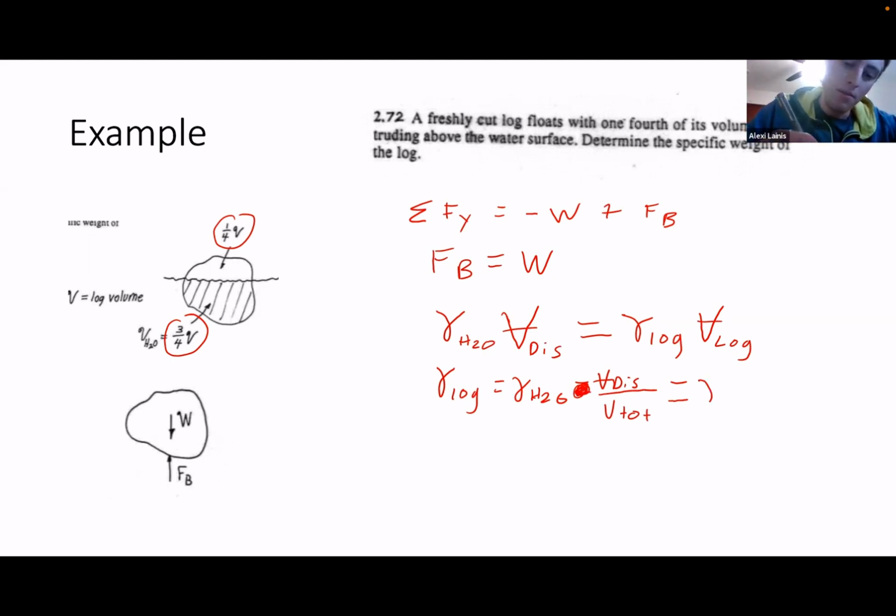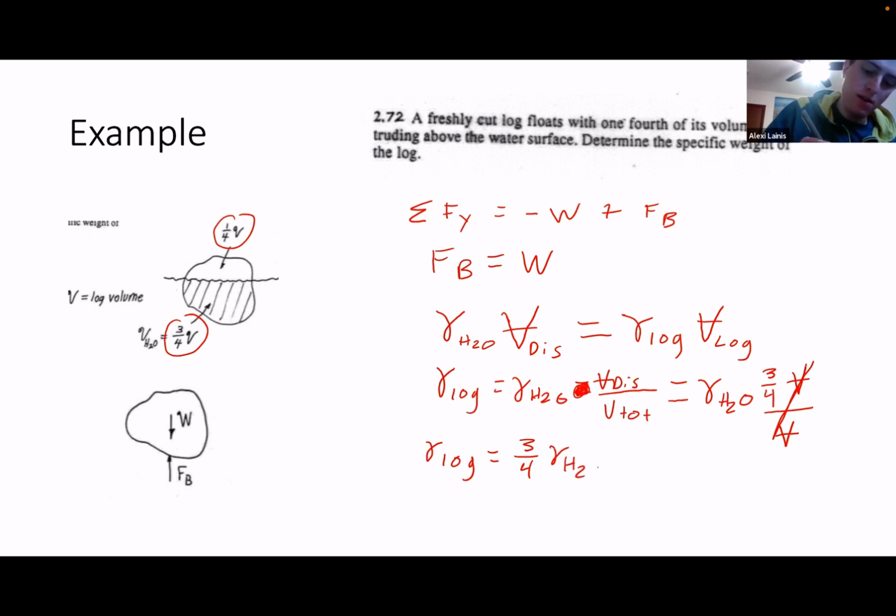This should be equal to gamma H2O times 3/4 of the total volume over the total volume, since the volume displaced is 3/4 of the total volume. The total volume is in the denominator here, so those two volumes are going to cancel. So then we finally get gamma log equals 3/4 gamma H2O. And that's pretty easy.